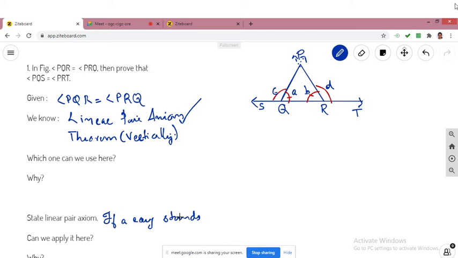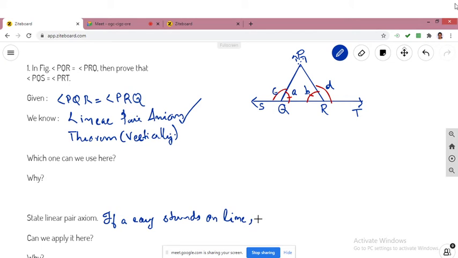So now she was telling that if a ray stands on a base, so is it like that our axiom? If a ray stands on a line, ma'am. Yeah, a ray should stand on a line. So here we are having a line ST. Okay, so if a ray stands on a line, complete the axiom.